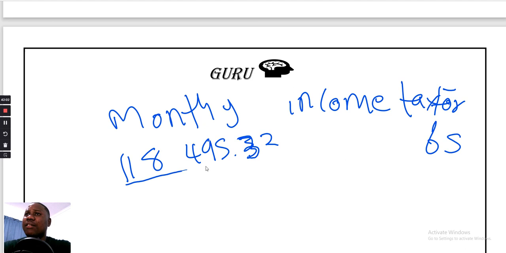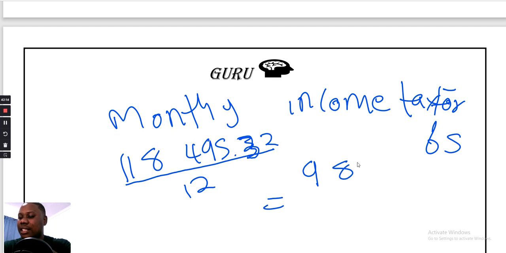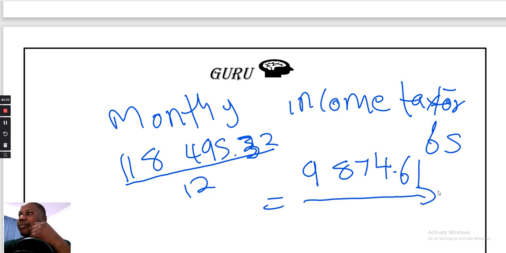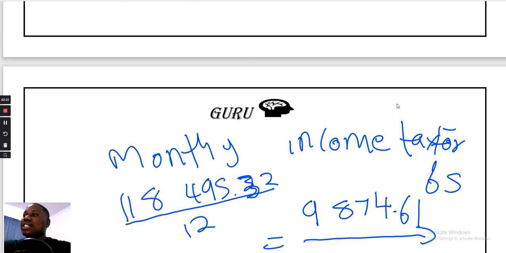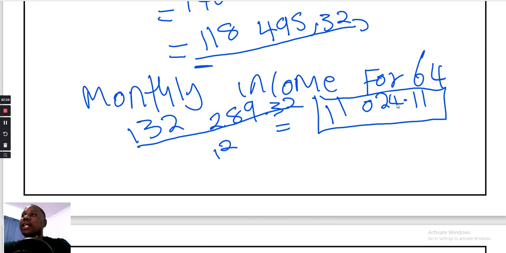Therefore let's divide it by 12 to get the monthly. Okay, we divide it by 12, therefore we get 9,874.61. Now it means that if she was 65, she was going to pay 9,874.61. Now look at when she was 64.